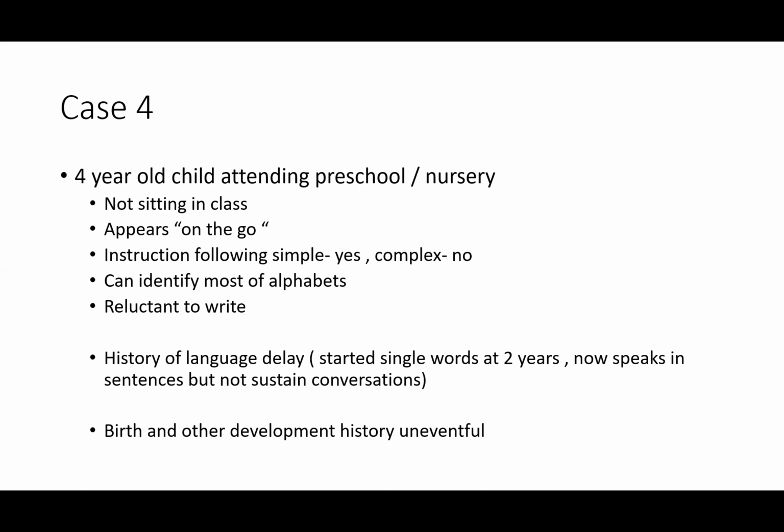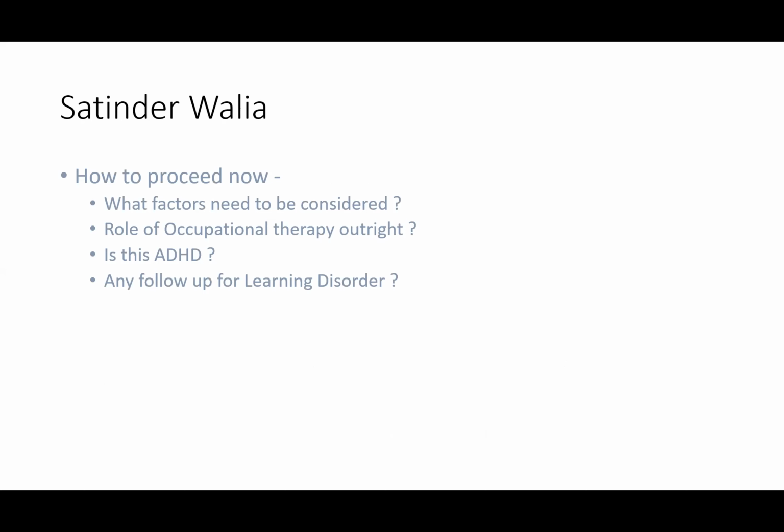Is it a social communication disorder? Is it something which is on the spectrum? Then we come across other factors, which could be hyperactivity, ADHD, or it could also be early signs of a learning disorder. So these are the foremost things. Until and unless we dwell further, do observations and take more history, it will be difficult to rule out any of those.